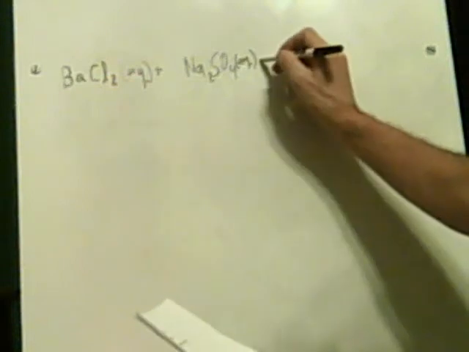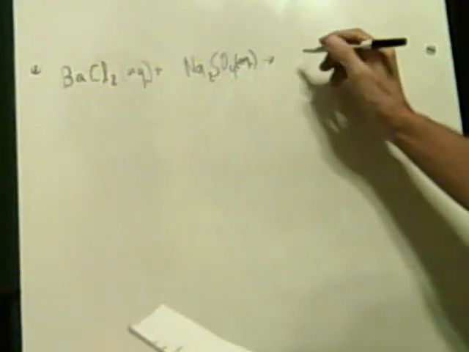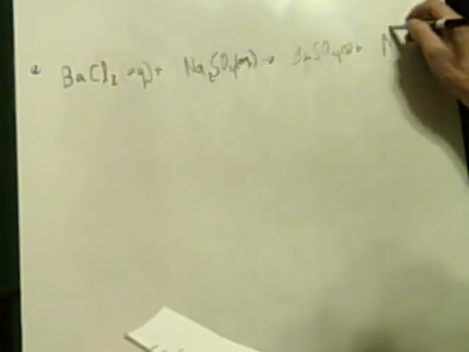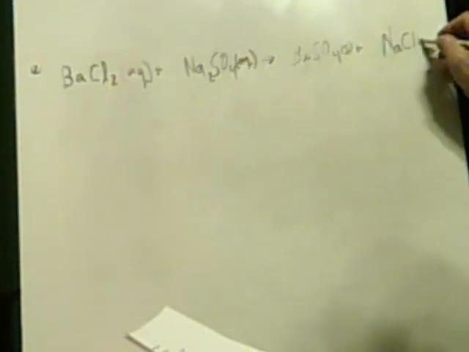Okay. And this turns into barium sulfate, which is a solid, plus salt, NaCl, this is table salt, which is dissolved in water, aqueous. Okay, ran a little bit out of space. I'll try to switch over to a different pen here. Makes it easier.